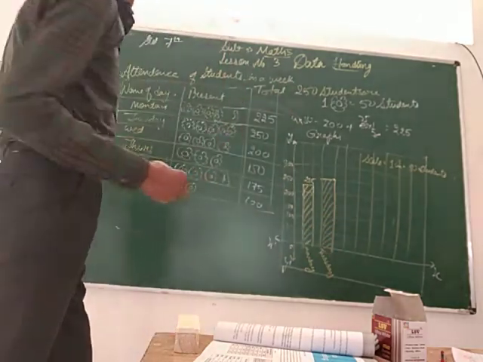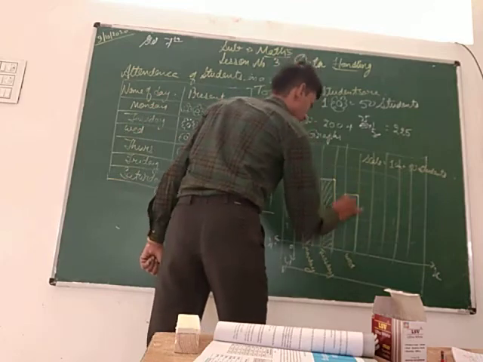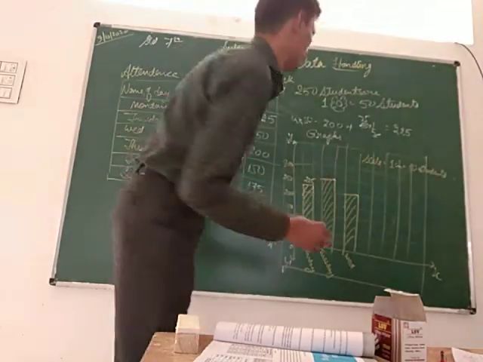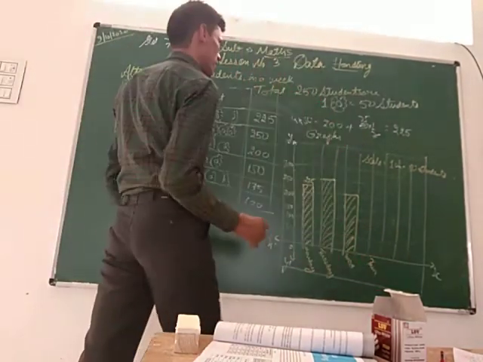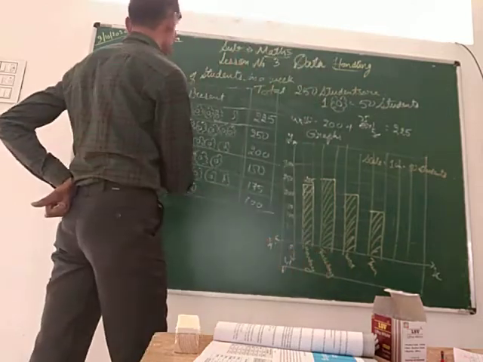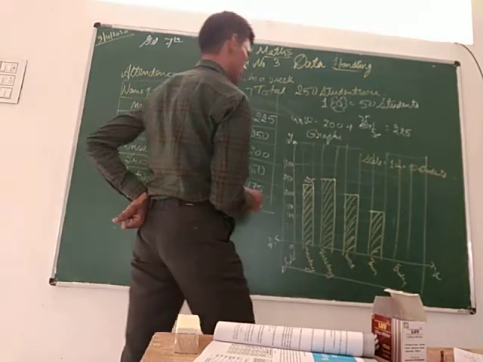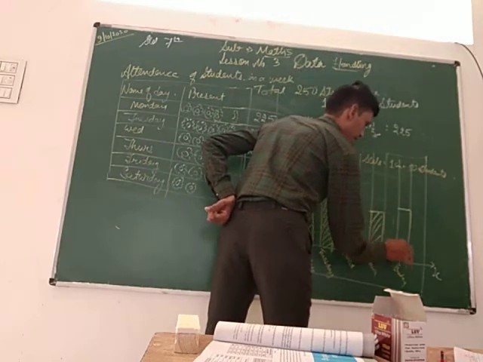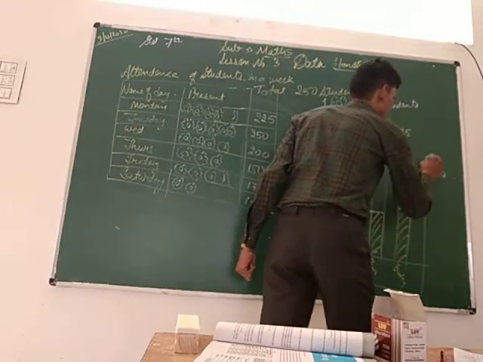Next one is Wednesday, there are 200 students present. So we can do like this. On Thursday, how many students are there? 150. So we can do like this. On Friday, how many students are there? 175. Where is 150? Here 150. 200 and half here. Here you can estimate and draw this graph like this.